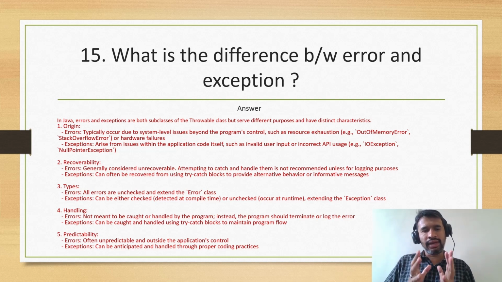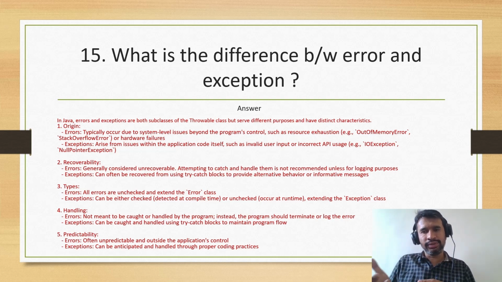And the last 2 points are handling and predictability. As we discussed, we don't need to catch these errors, so the program will terminate normally. And in case of exceptions, yes, it can be caught, it can be handled gracefully. Errors are unpredictable, as we discussed, it's out of the application's control. Exceptions can be anticipated. That's why there are checked exceptions.